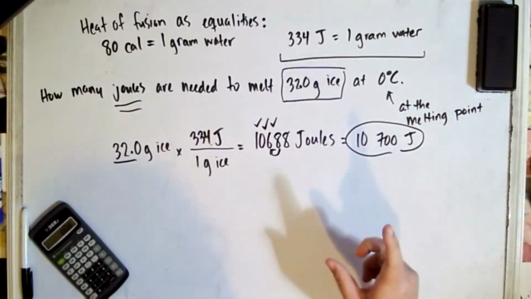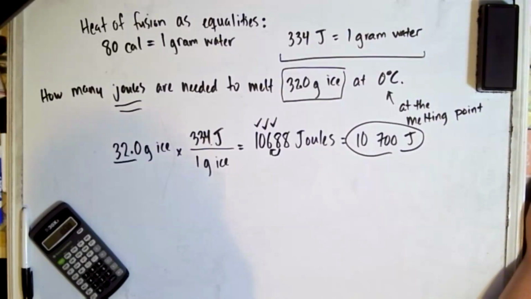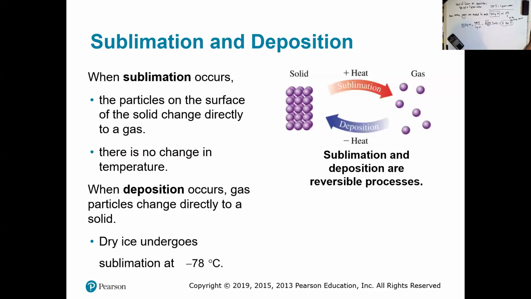Let's look at another pair of phase changes. This is going to be solid and gas phase linked. And they're going to be linked through the processes of sublimation and deposition. Sublimation is going to be the process of a solid converting directly into a gas. The name of that process is sublimation, and you have to know these names.